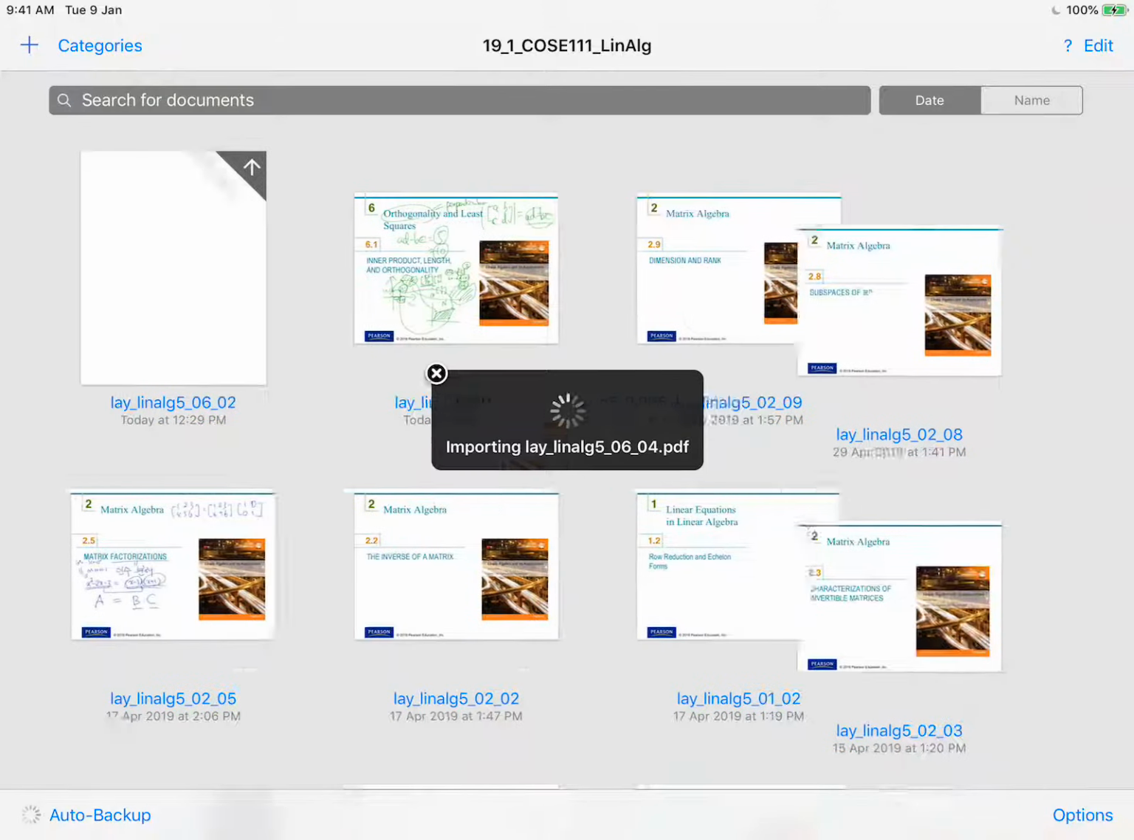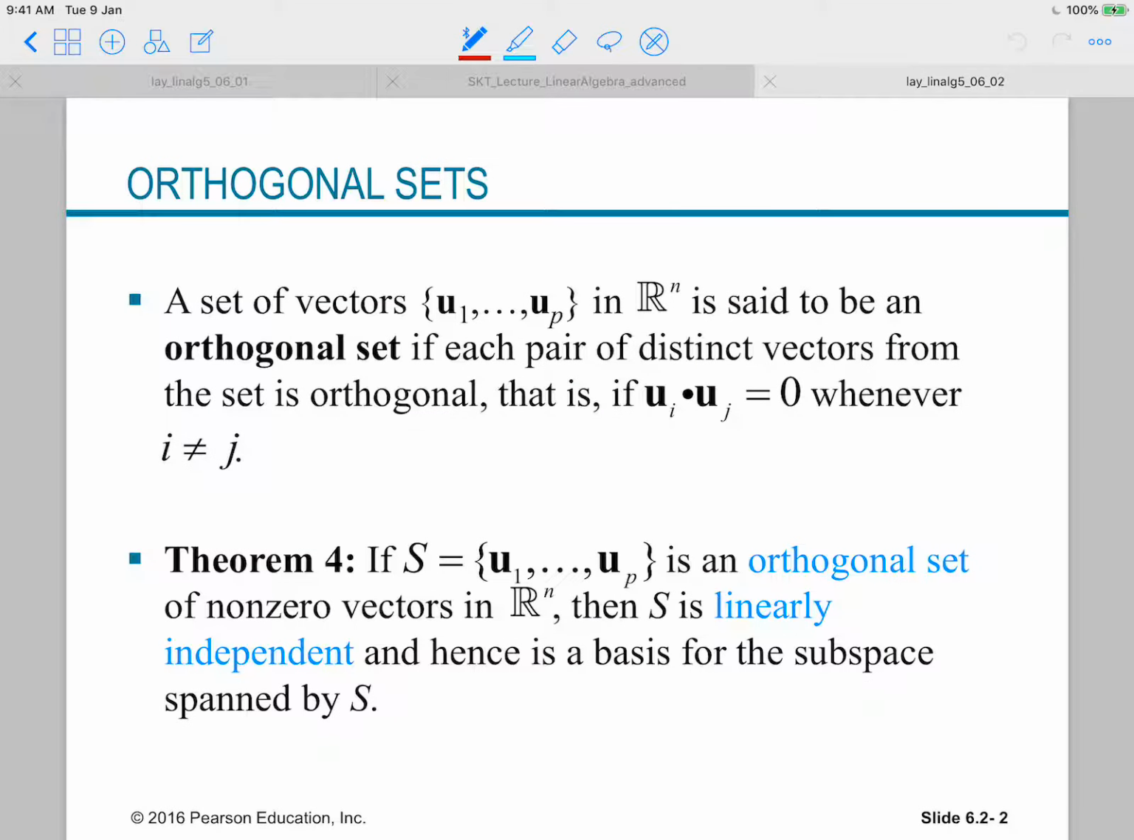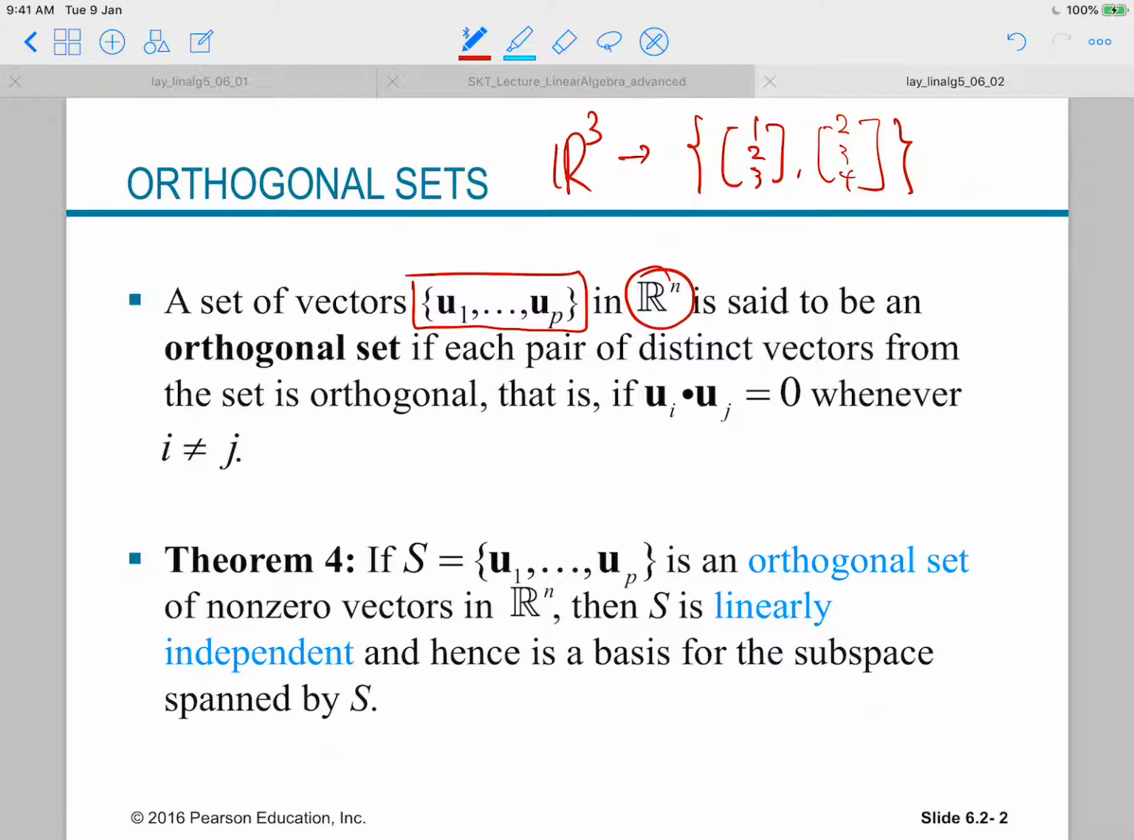Okay, so the next chapter is about orthogonal sets. These are related to a set of vectors. Initially we are given a set of p vectors in R^n space. For example, in R3, suppose we have (1, 2, 3) and (2, 3, 4). So we are given a set of these two vectors, and the question is whether this vector set is an orthogonal set or not.